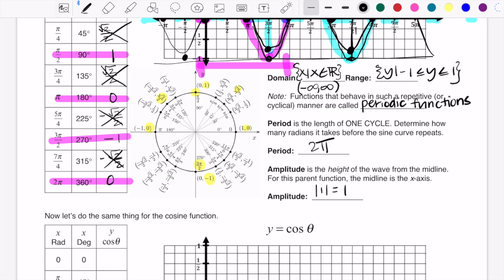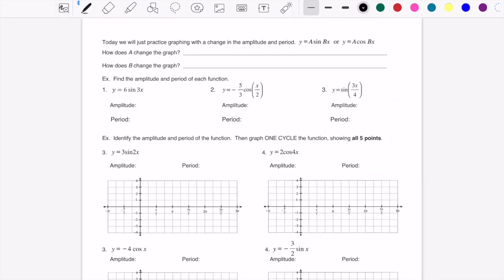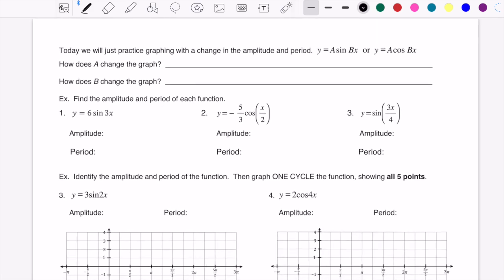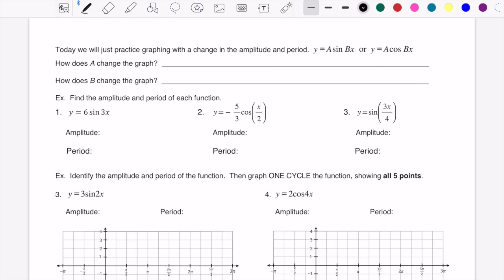Okay, so before we do the same thing for the cosine function, let's go ahead and see what it would look like to graph a sine function. So this says, today we will just practice graphing with a change in the amplitude. How does A change the graph? So A, again, is the number in front right here, like we always have. In old graphs, that was the vertical stretch or compression, and it's pretty similar, except that's just going to change our amplitude. Okay, so this is going to change the distance from the midline.